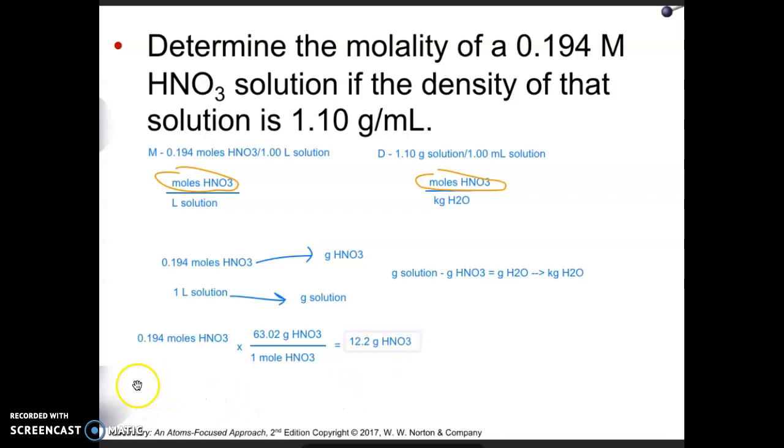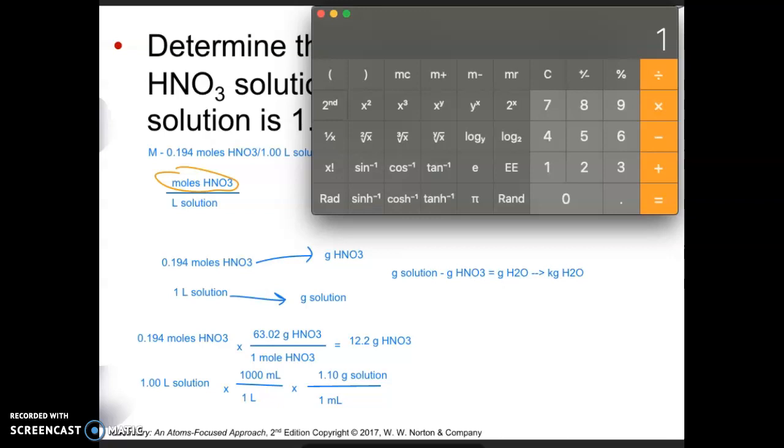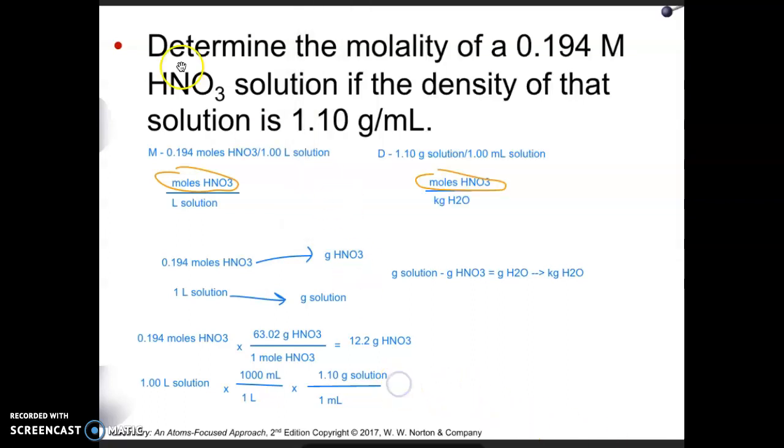The second conversion I need to worry about is the conversion of 1 liter of solution to grams. Now I can take advantage of this in a number of ways. Easiest way to do it would be to convert the liters, 1 liter, into milliliters, 1,000 milliliters, and then convert the milliliters, 1 milliliter, into grams, 1.10 grams of solution. And if I follow that all the way through, 1 times 1,000 times 1.10 would give me 1,100 grams of solution.